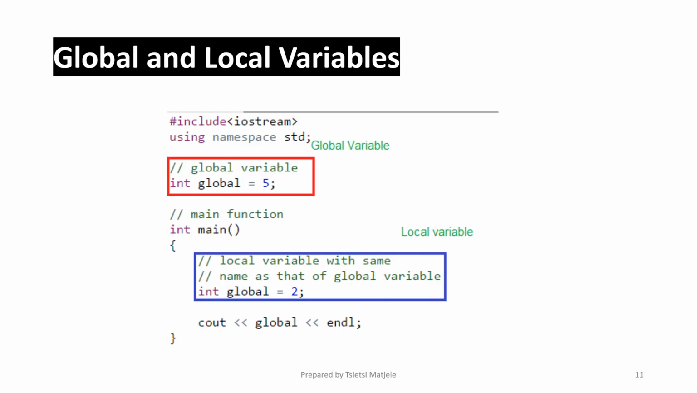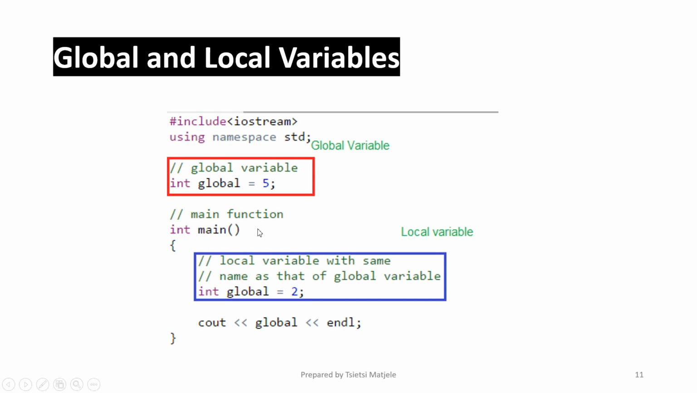Let's make an example so that you can understand global and local variables. So this is our program here. We are just demonstrating the global and the local variable. Here we have our header file, using namespace standard. Then we declare our global variable. We give it the data type int and give it the name global. Then we assign it a value 5. So this variable can be used anywhere in the program, can be accessed by any function within the program.